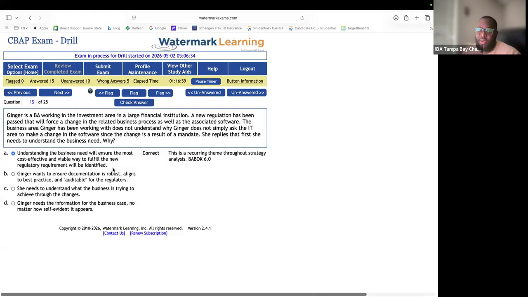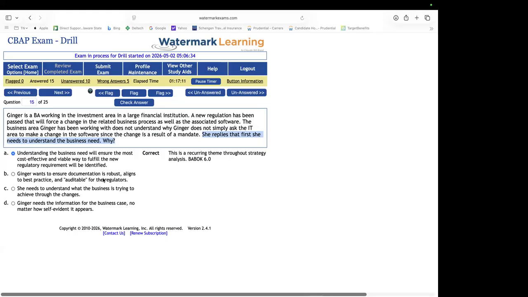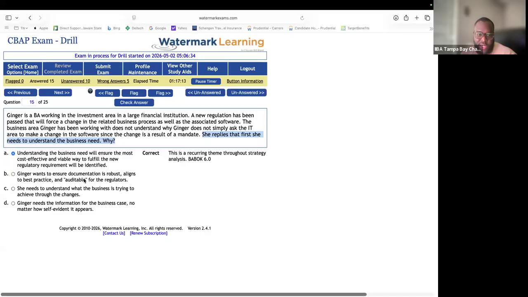So since she replied to them that she wanted to understand the business need, in my head, the need will actually help her later create a documentation that will really align with the best practices for the auditor. But before she can create the documentation, she really needs to understand the business need and also see the most effective way to implement that change. That's the way I look at it, and that's why I was naturally leaning to A as well.